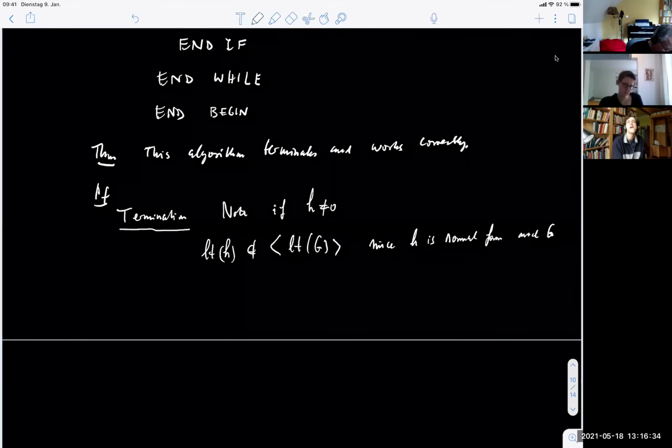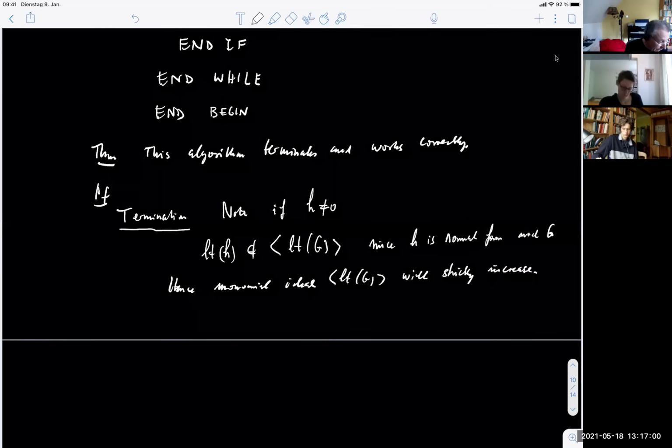So what I see, the monomial ideal will strictly increase. And by Dickson's lemma, which is another way of saying that the polynomial ring is Noetherian, Dickson's lemma says that this can happen only finitely often.